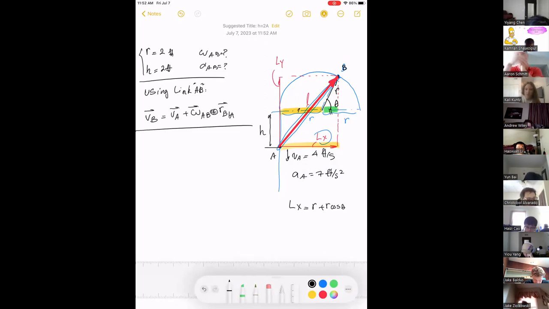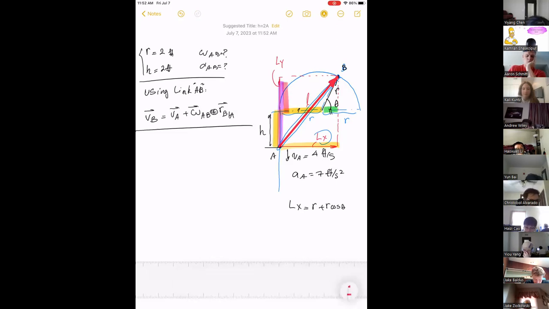Now, again, pay attention here. If you want to find Ly, the vertical component, it's going to be this length, which is H, plus this length, which is this guy, right? And that is R sine theta. So technically, Ly is going to be H plus R sine theta. And we can calculate it simply, right?